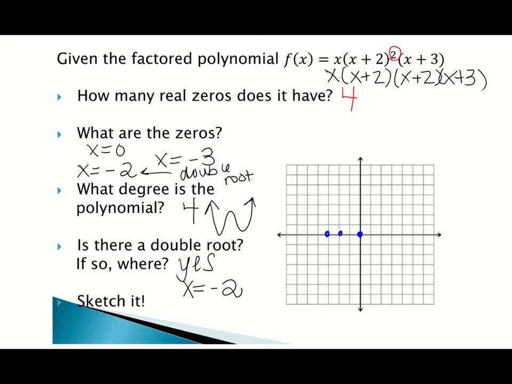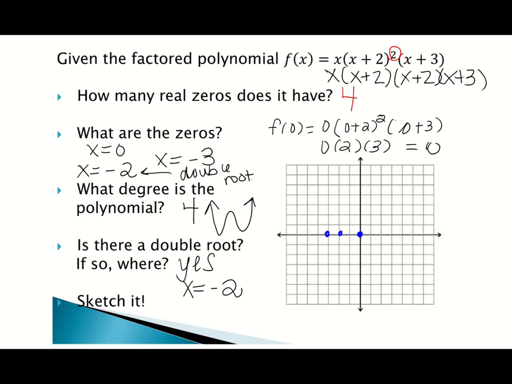So, well, what would our y-intercept be in this case? To find our y-intercept, remember, we have to plug in 0 for x. So if we have f of 0, we have 0 times 0 plus 2 squared times 0 plus 3. So we have 0 times 2 times 3, which ultimately is 0. So our y-intercept's also at 0. So we don't have to add an additional point on there.